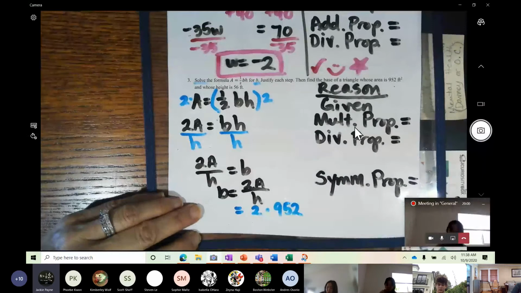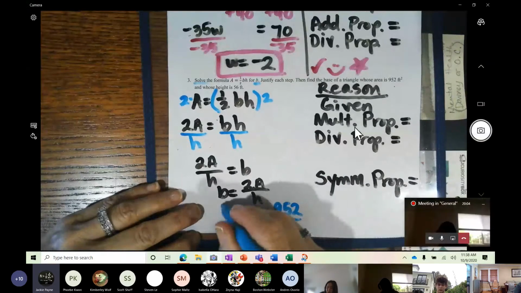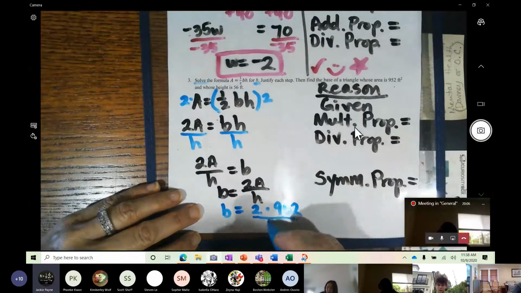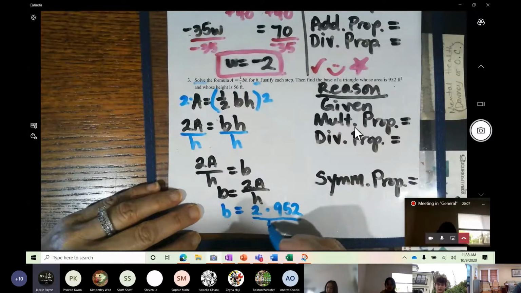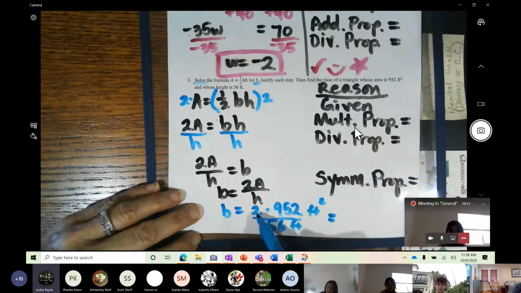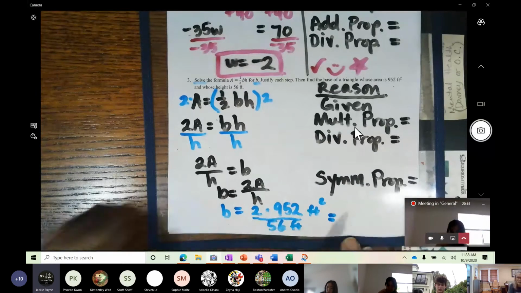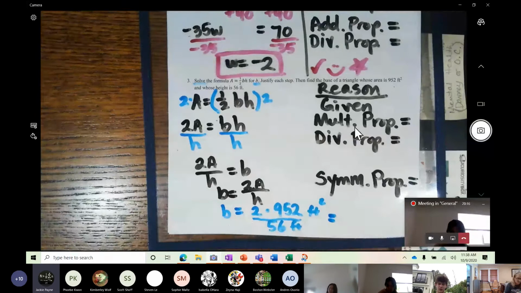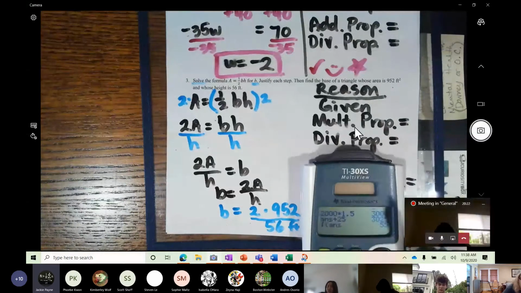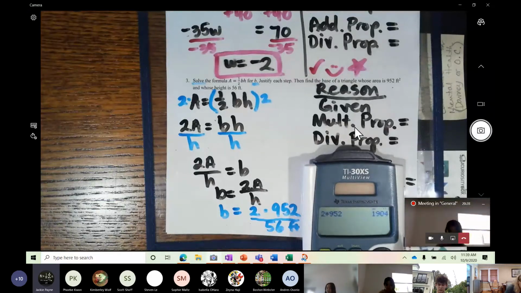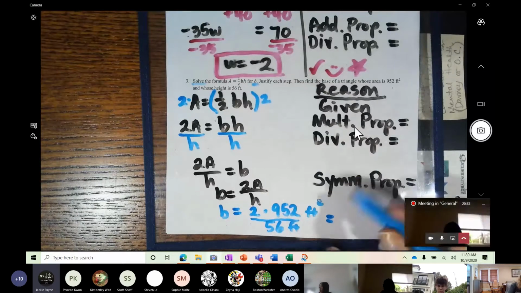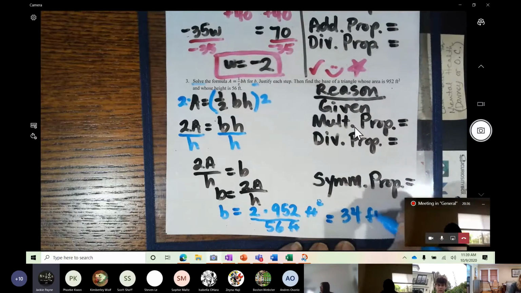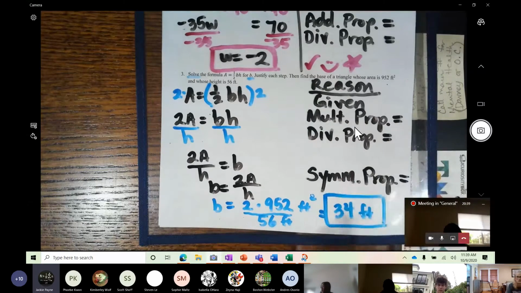But then it just becomes 2 times a is 952 feet squared, and the height is 56 feet. So when I multiply this times this and divide by that, I don't know what I get. What do I get? I can't do those numbers in my head, so I grab my handy dandy calculator and I do 2 times 952 divided by 56, and I get an answer of 34. So those are 34 feet, and that is b, which is a reasonable answer.